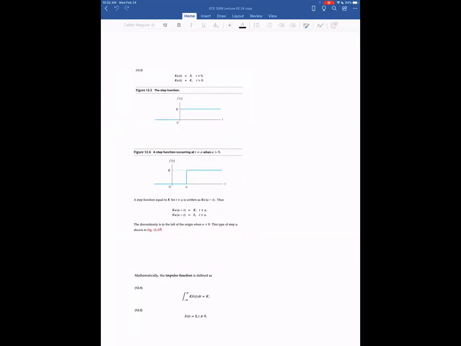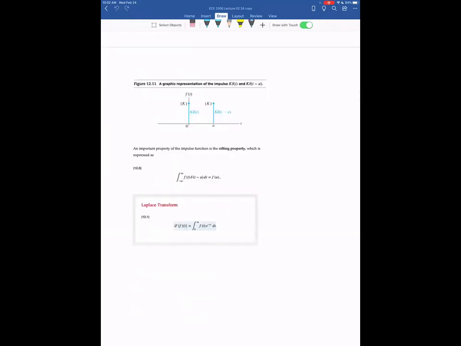So the goal today is primarily to work some example problems, but I want to review three things first. And that is, first of all, special functions. So just keep in mind the step function is shown.